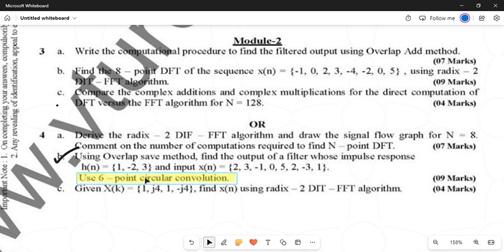In the third question he is asking N in a manner stating that use 6-point circular convolution. That means you are supposed to know that 6-point circular convolution is also called N, and you are supposed to use N is equal to 6. So N can be described in two terminologies. One is your length of the block, and the second one is 6-point circular convolution, 5-point circular convolution. All those are also N. Now for us it is being given 6-point circular convolution.